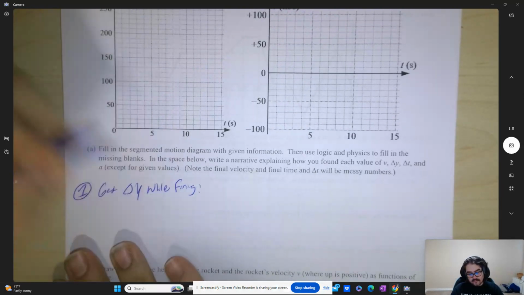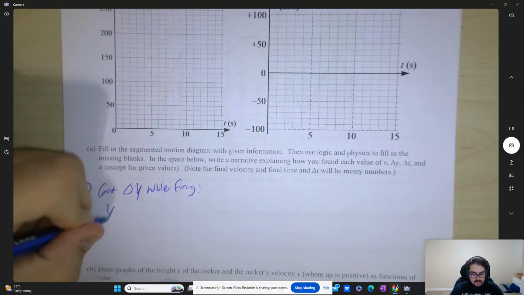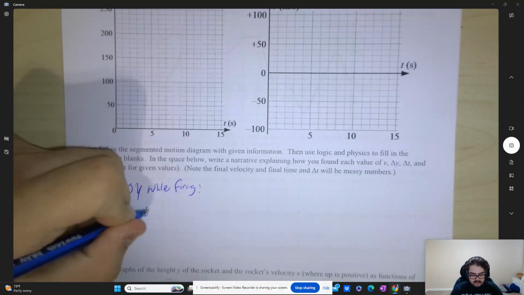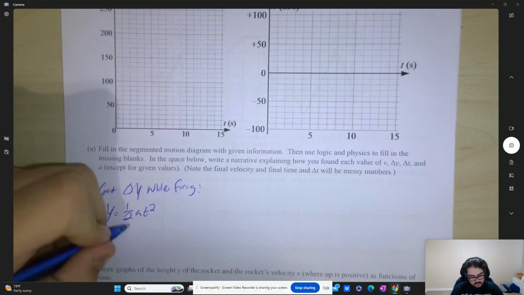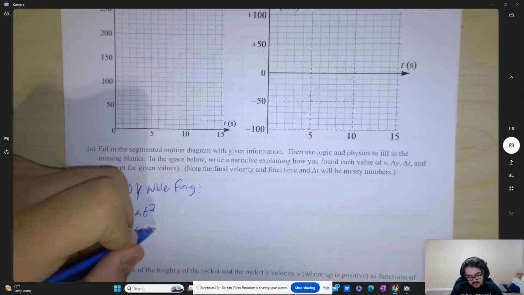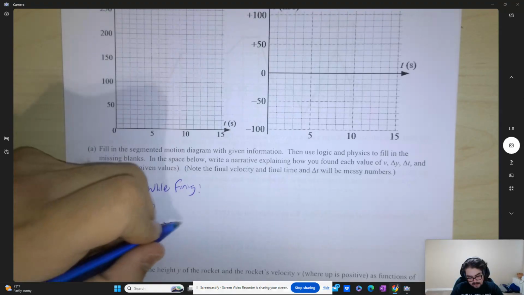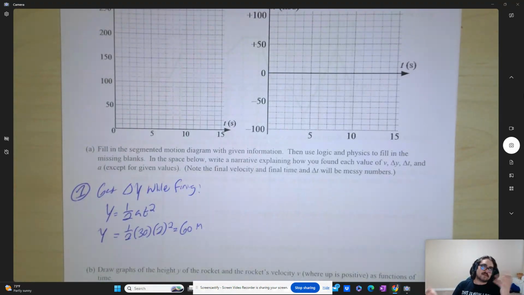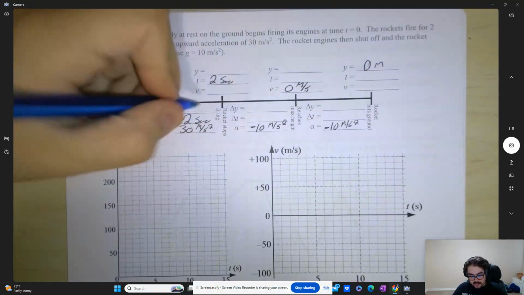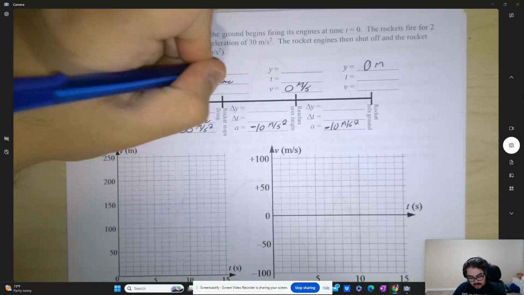Okay, so while the rockets are firing, how high up does it go? Well, I'm going to use y equals 1/2 at squared. Calculate that. Plug everything in. y equals 1/2, the acceleration of the rocket is 30, and the time that it fires for is 2 seconds. Do you end up getting 60 meters per second? Or sorry, not 60 meters per second, 60 meters, because it's a distance. Then I'm going to go back up here, and it's going to say the change in distance is 60 meters. So I end up at 60 meters above the ground there.